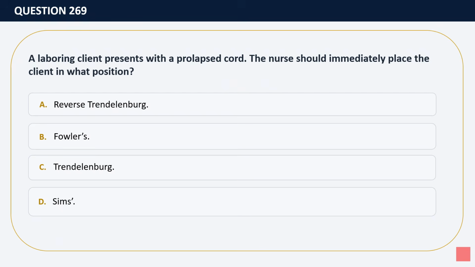Question 269. A laboring client presents with a prolapsed cord. The nurse should immediately place the client in what position? A. Reverse Trendelenburg. B. Fowler's. C. Trendelenburg. D. Sims.